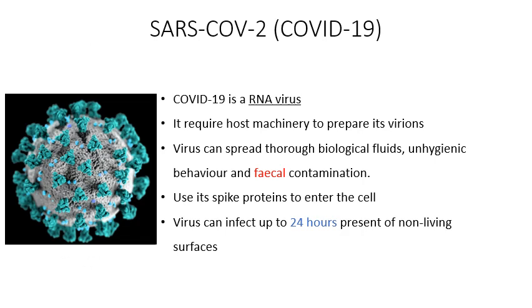Before going to this, just the introduction. COVID-19 is an RNA virus. It requires host machinery to prepare its virions. Normally it uses our ribosomes and various proteasomes to prepare virions. The virus can spread through biological fluid, unhygienic behavior, fecal contamination, etc. It uses the spike proteins to enter the cells.